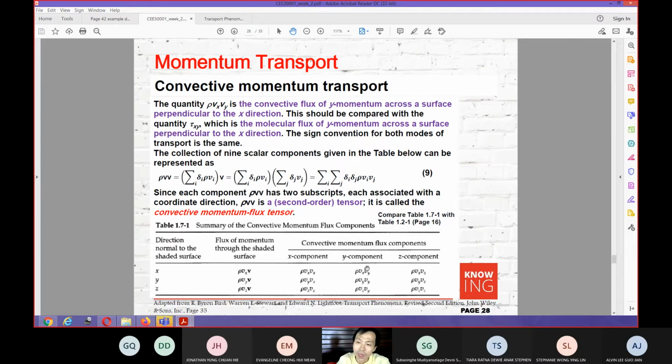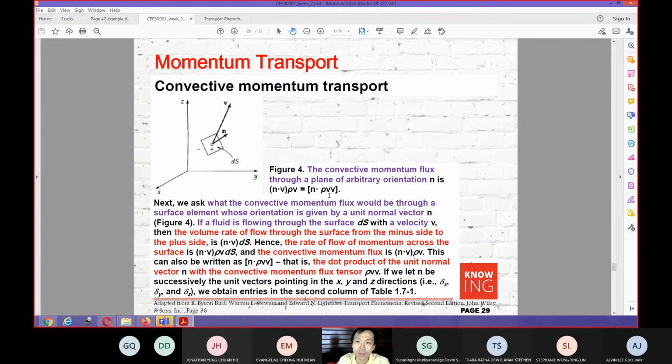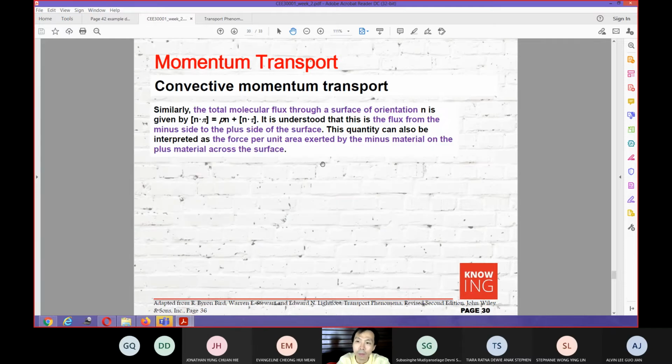The thing that is different from the molecular momentum flux here is the term rho, which is the density. When there is a movement of the bulk part of your fluid, then you have this rho. Now I don't want to go through the details here. This is just a concept. You can read this yourself.